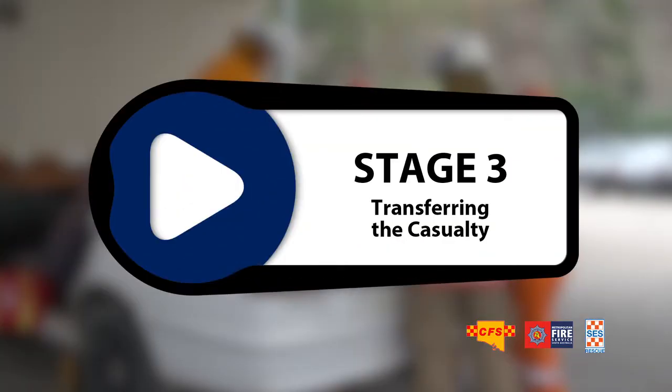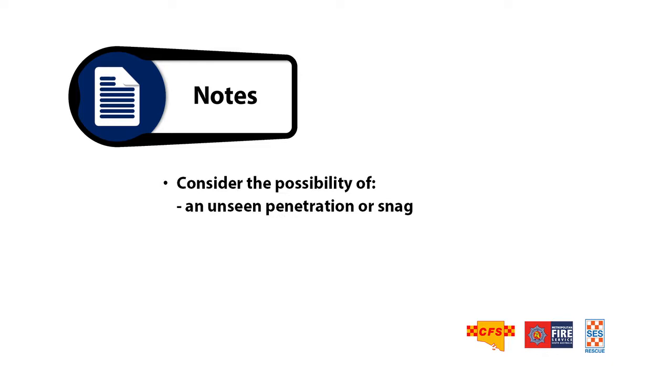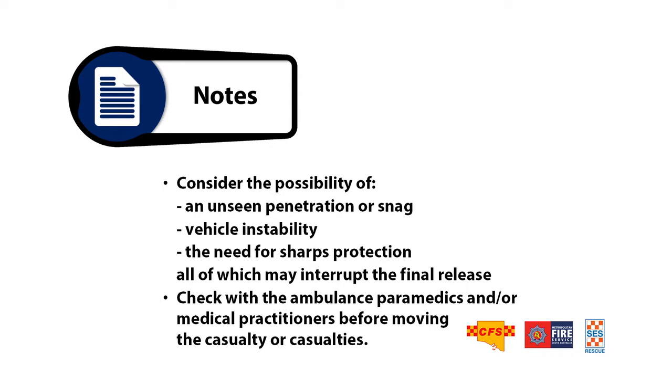Stage 3 is transferring the casualty. Always make a final assessment of the casualty or casualties prior to removing them from the vehicle. Ensure an egress pathway is clear. Consider the possibility of an unseen penetration or snag, vehicle instability, the need for sharps protection, all of which may interrupt the final release. Check with the ambulance paramedics and/or medical practitioners before moving the casualty or casualties.